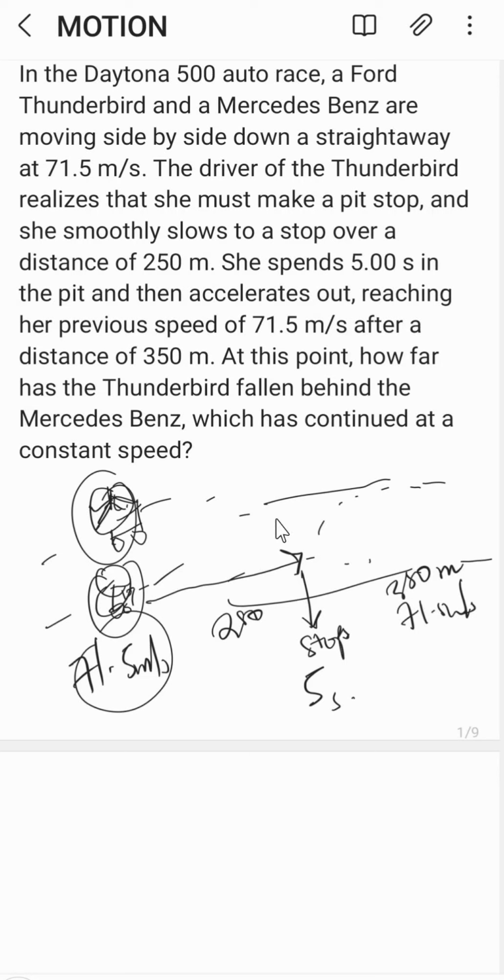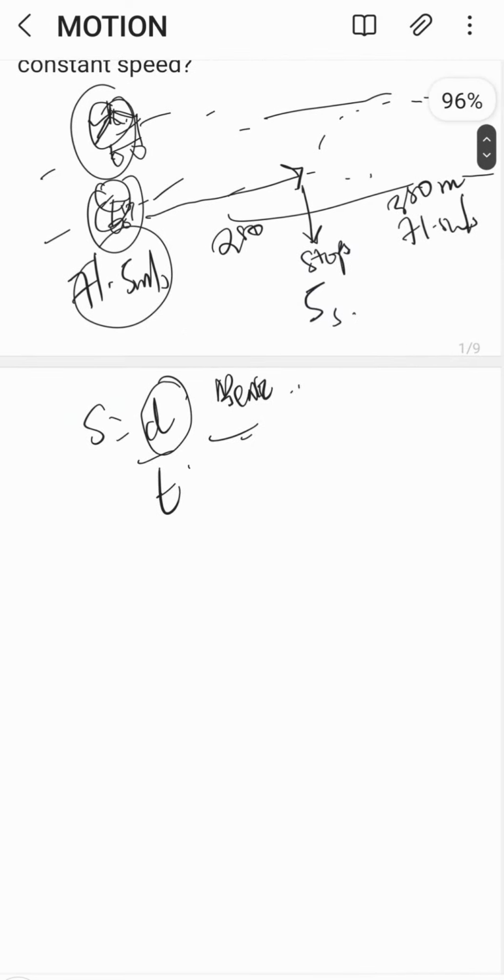Okay, so let's use speed is equal to distance over time. This is for the Benz. We need to know what distance the Benz is at right about now. So distance is equal to speed times time. We know the speed at which the Benz is traveling, because they're traveling at the same speed as the Thunderbird.